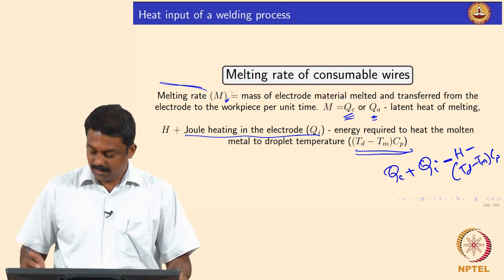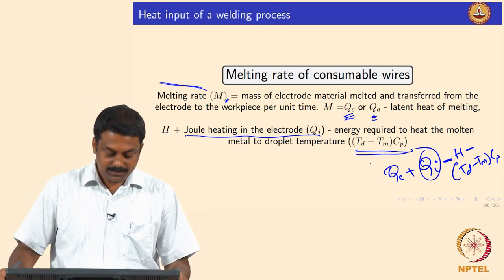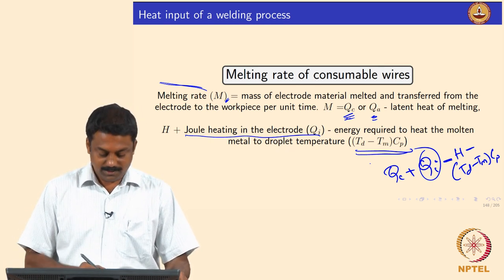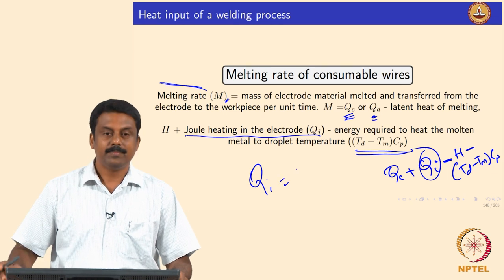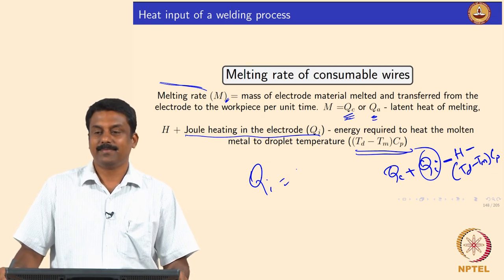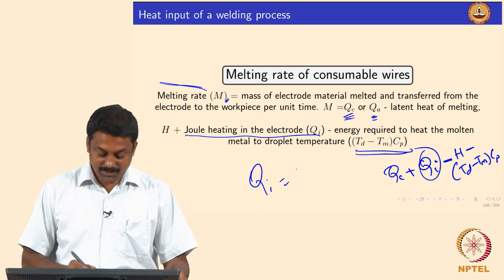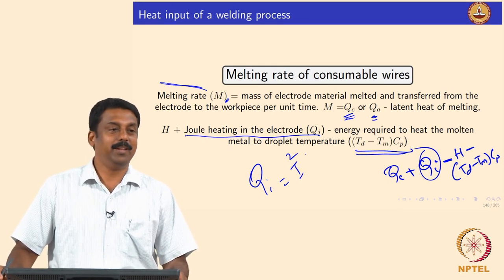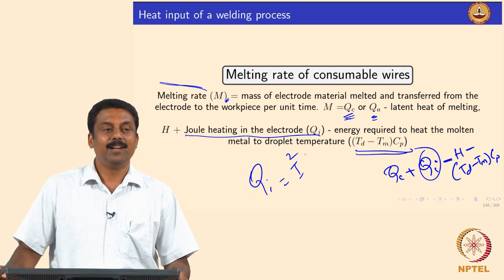And what is Qj? How do you calculate joule heating? Is it I squared R? Exactly. What is R? Resistance. Okay. How do you calculate resistance? Rho L by A.